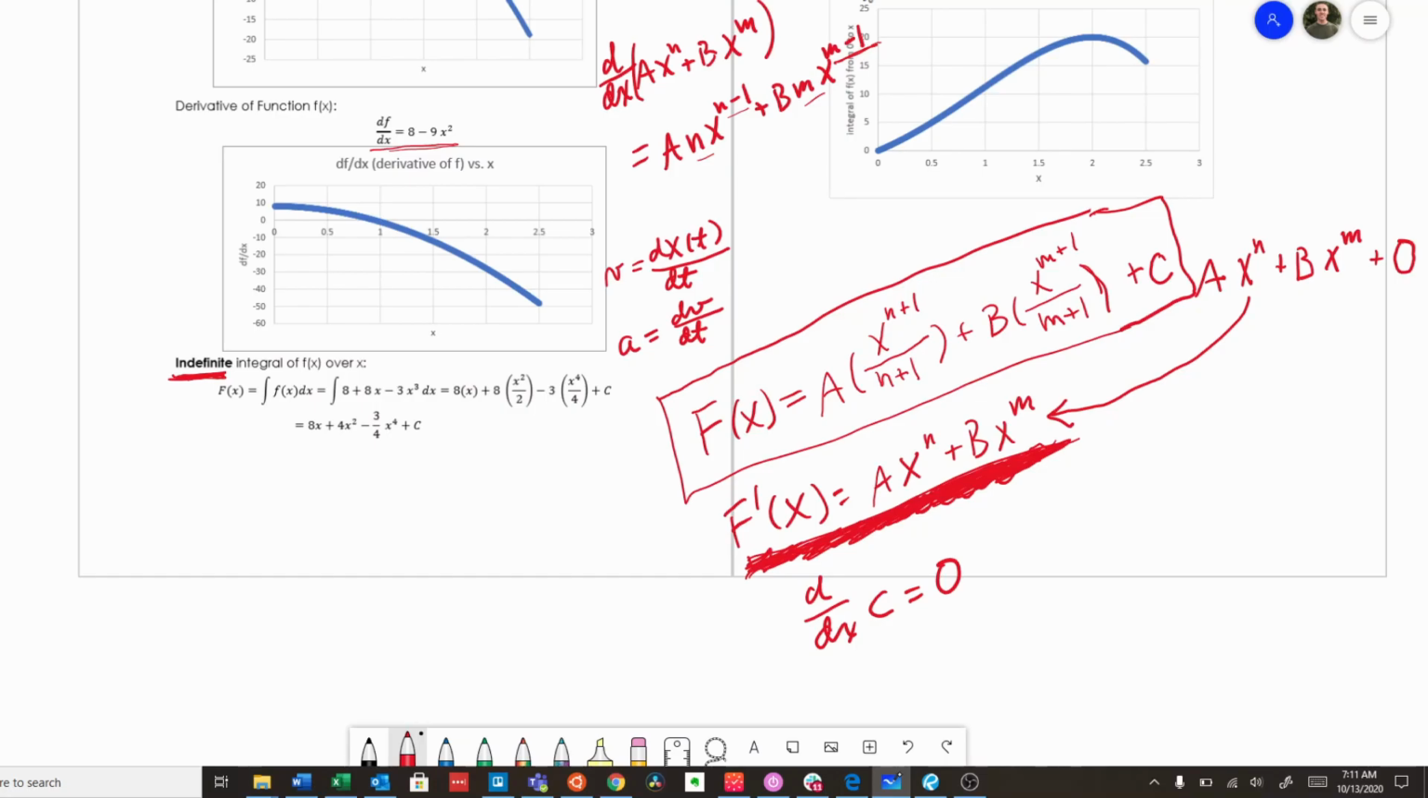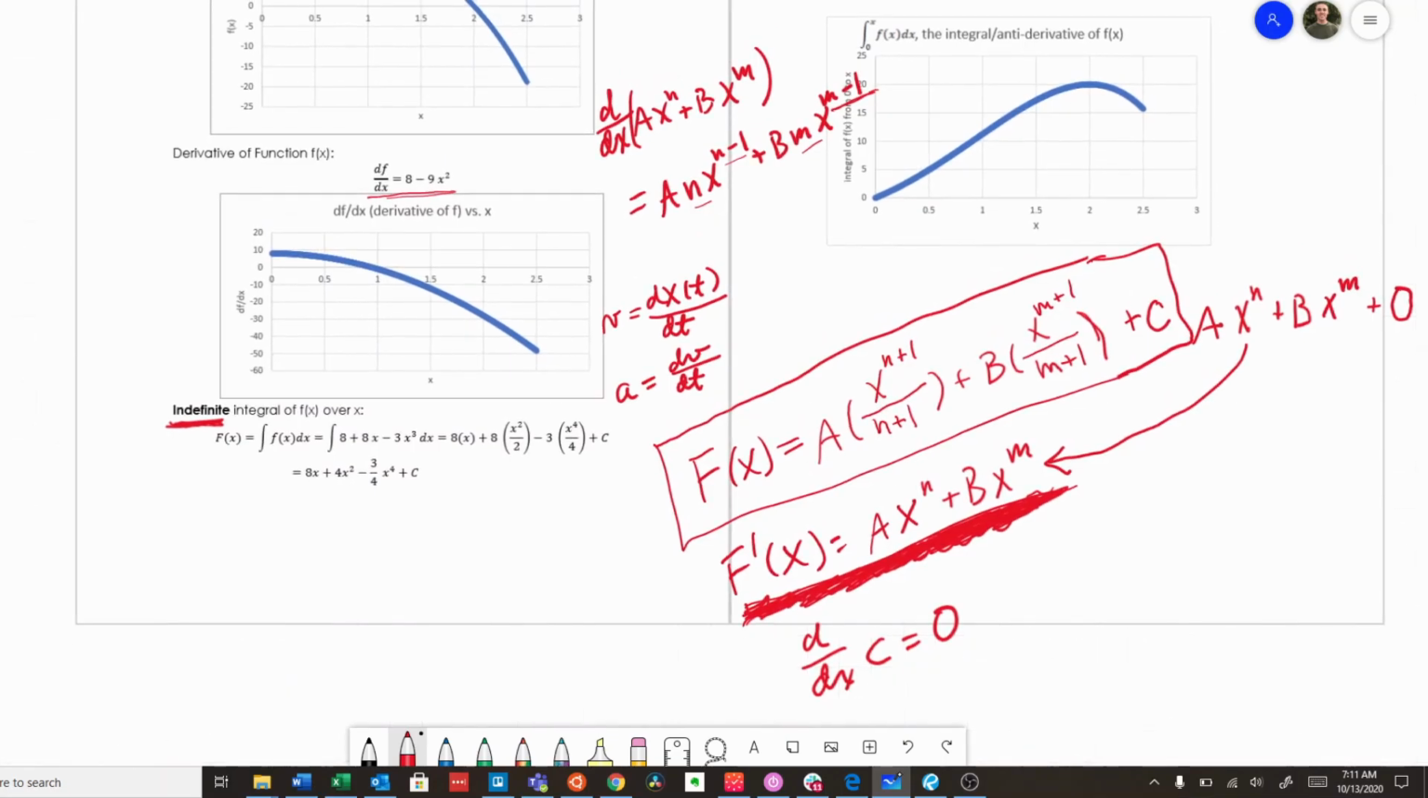So let's take a look then back at my original example, right, where I had f of x is 8 plus 8x minus 3x to the third. Now, I want the antiderivative of this thing now. Here's how I would write it. Okay, capital F of x is the integral over f of x dx.